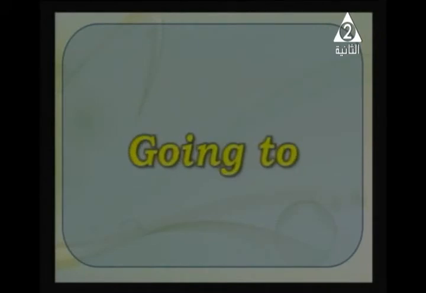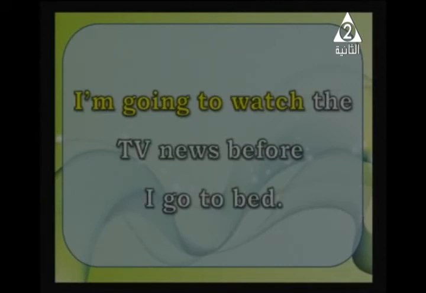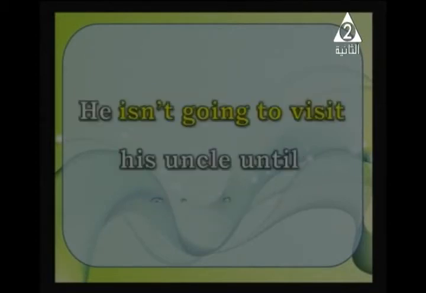تاني حاجة في الاستخدام بتاع الفيوتشر going to. تنسوش عندنا في الورك بوك جايب لي سؤال حلو قوي في الفايند ذا ميستيك وي جونج تو من غير ار. لازم في عندنا تكوين معين ام از ار بريزنت سامبل فيرب تو بي في البريزنت سامبل جونج تو بلس انفينيتيف. I'm going to watch the TV news before I go to bed. دي بقول عليها ايه؟ intention، نية. انا ناوي اتفرج على الماتش، ممكن مغير، ممكن اغير رايي يعني. He isn't going to visit his uncle until Saturday.